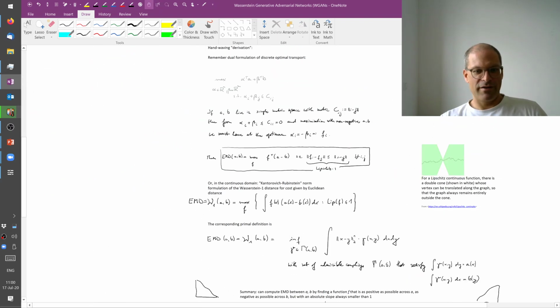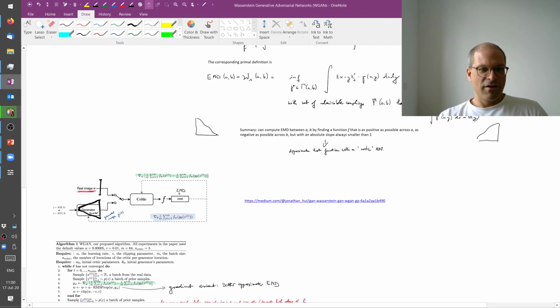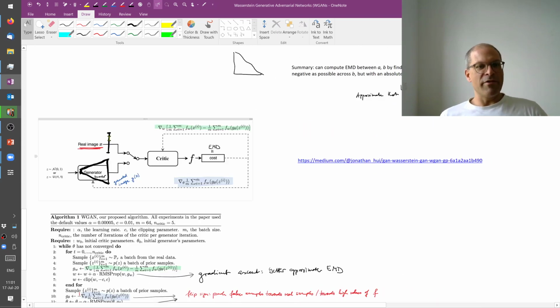All right. And for a sketch, let's look at this. So we have real images. I've indicated an image here by a big vector. We sample low-dimensional random vectors. We put them into a decoder that gives us generated images. So this has the same dimensionality as the real image.